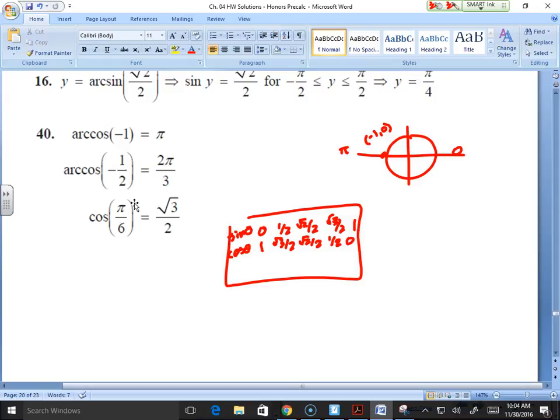The only location for cosine to be -1/2: when is cosine 1/2? 60 degrees. But if it's -1/2, do I want 60 or do I want its counterpart in the second quadrant? Remember, cosine goes in between here and here. So I don't want positive, because that would give me a positive 1/2. I want negative, hence 2 pi over 3 is the location for negative. And then last but not least, cosine of pi over 6 is root 3 over 2.